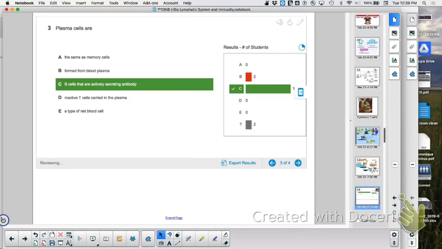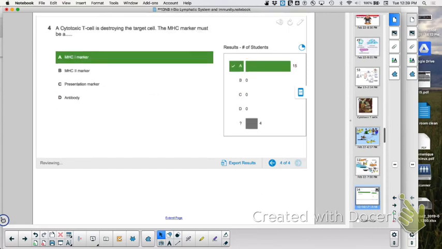Oh, man. Yeah, 2 of you said formed from blood plasma. No, not at all. What's in blood plasma? Gases, nutrients, proteins, salts, nitrogenous base, hormones, vitamins. And number 4. Good, everybody got that.